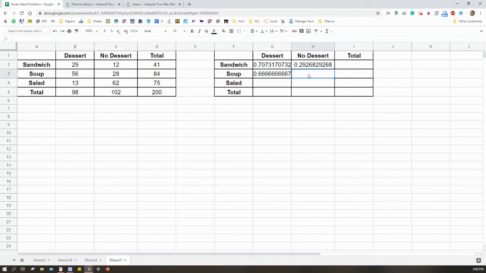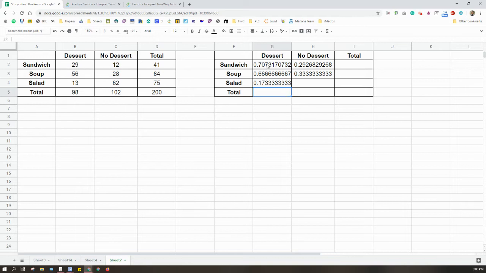Meanwhile, the calculation for this cell is 28 divided by 84. You have to hit the equal sign if you want it to calculate in a spreadsheet. 28 divided by 84. Here we've got equals 13 divided by 75. And as you keep going through this, you'll get more of them.